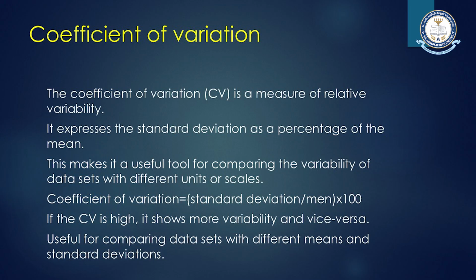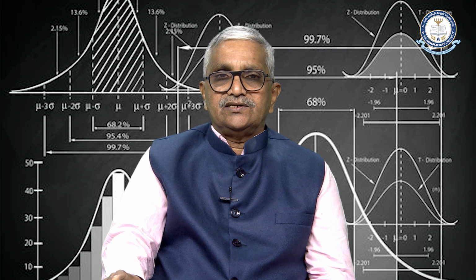Coefficient of variation is equal to standard deviation divided by mean, multiplied by 100. If the coefficient of variation is high, it shows more variability, and if the CV, that means coefficient of variation, is low, it shows less variability or more consistency. It is useful for comparing data sets with different means and different standard deviations.